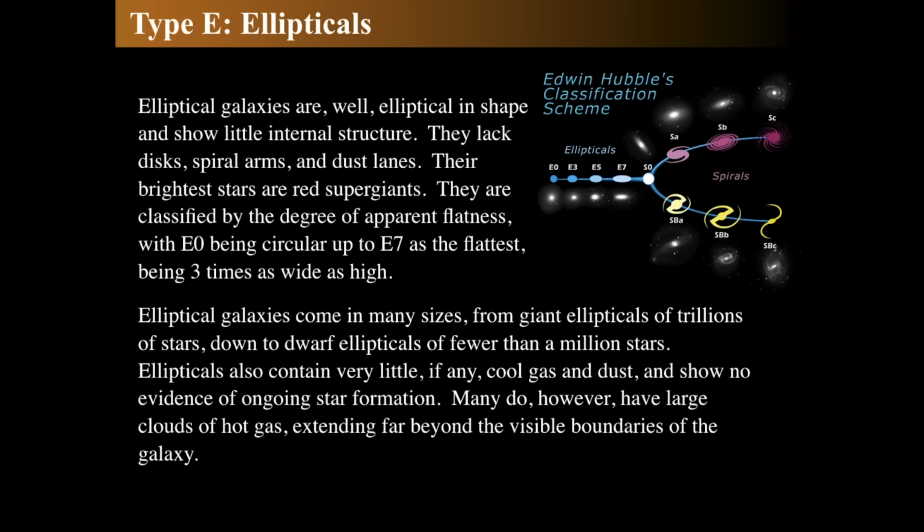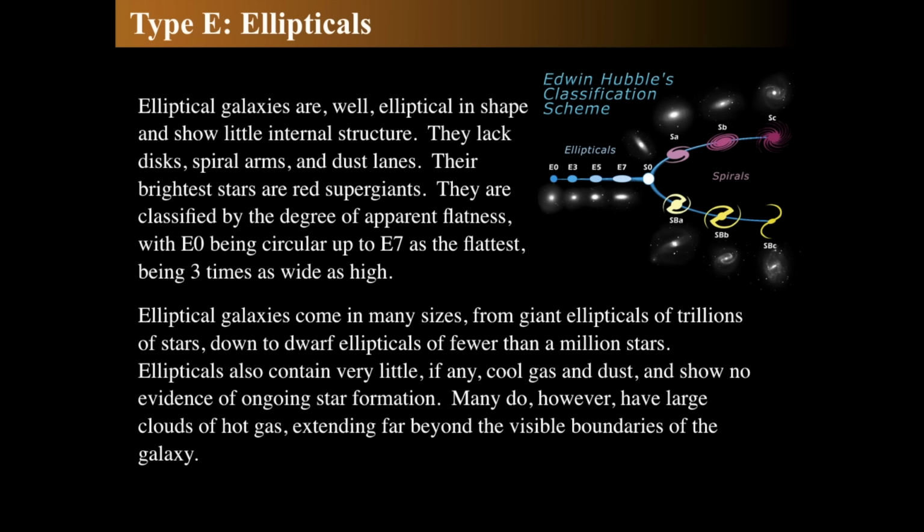All right. Elliptical galaxies are elliptical in shape. They don't have any internal structure. They don't have disks. They don't have spiral arms. They don't have dust lanes. The brightest stars are big red supergiants, and they're classified only by their appearance and their apparent flatness.